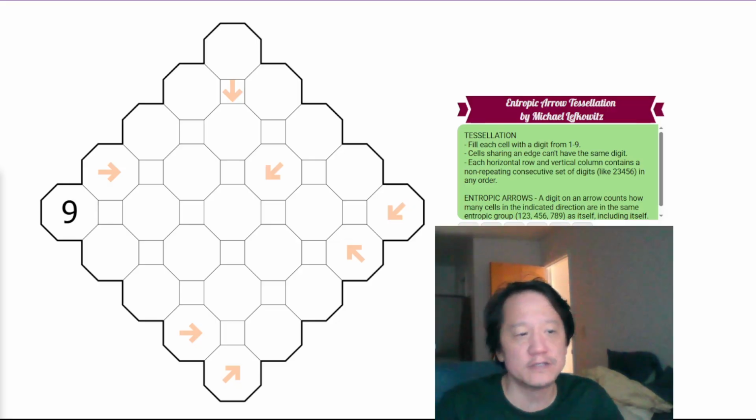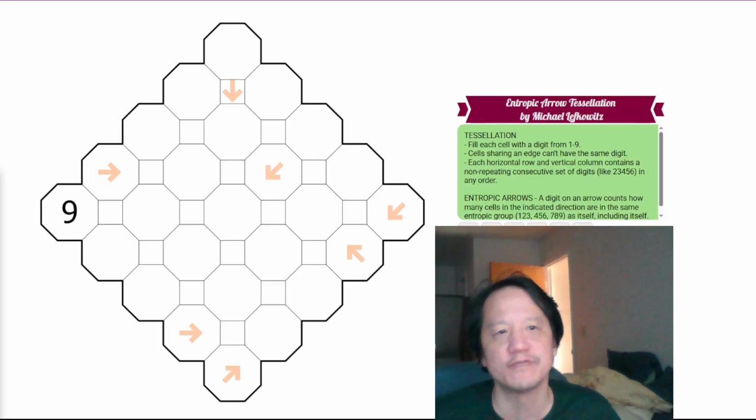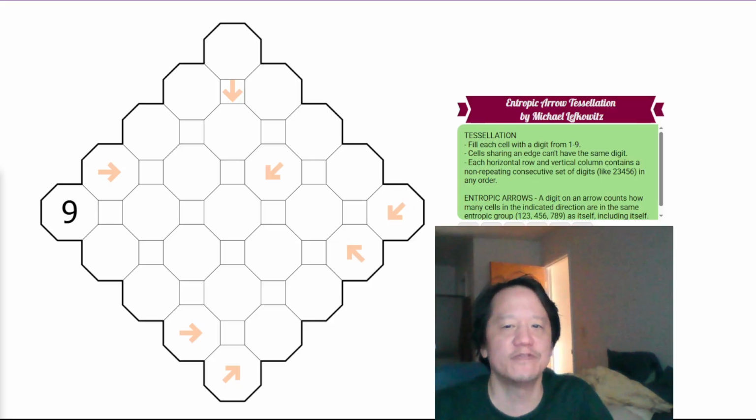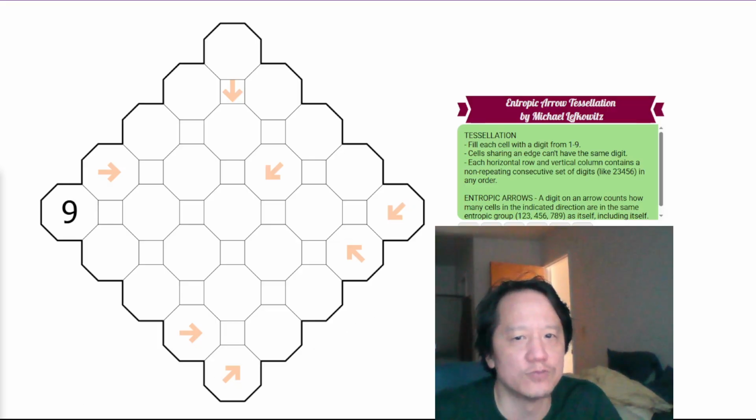So it's not Sudoku. It has some similarities, but probably not enough to label it a Sudoku variant. Anyways, let's get to the name of the puzzle. It's called Entropic Arrow Tessellation by Michael Lefkowitz. And here are the rules.